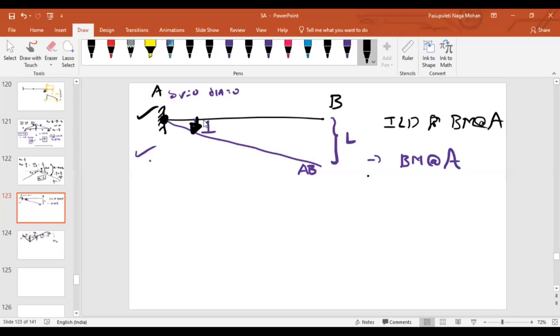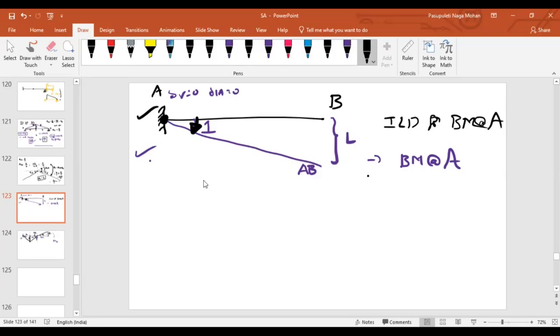Take a pen, hold it at one end, and try to rotate it. In the previous case you lifted it, but in this case try to rotate it and see how it deflects. As B is a free end, it can rotate and deflect freely. So it will form a triangular shape. That's how the deflected shape will be.